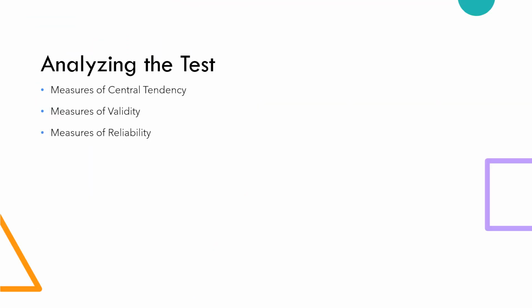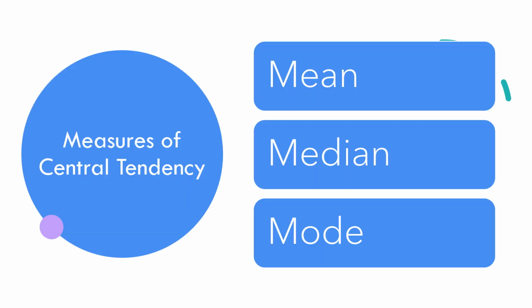So next we're going to be looking at how we analyze the test as a whole. There are 3 different ways that we can analyze the test as a whole. We're going to look at measures of central tendency, measures of validity, and measures of reliability. Measures of central tendency help us summarize the overall performance of the students, and this includes the mean, the median, and the mode. So now the mean is the average score on the test.